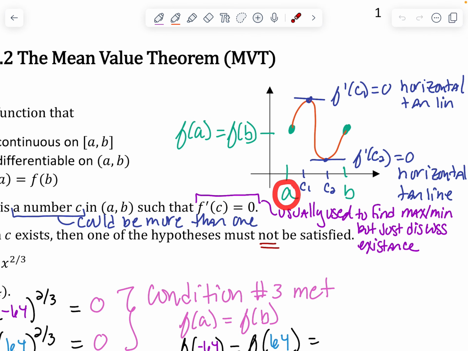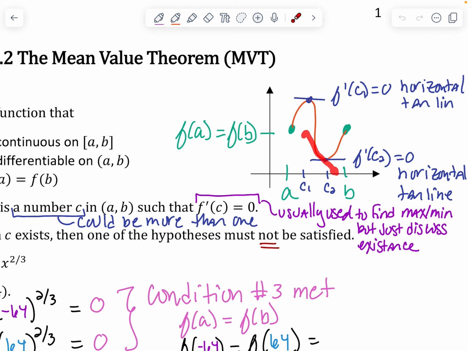So I have some range from A to B, and A has a particular output that's identical to the output of B. The only way this is going to happen is either the graph is flat and then there are infinite C's, or somehow the graph has moved in such a way that, if we found a point and the tangent line being the derivative of the function is horizontal, then that is the particular C.